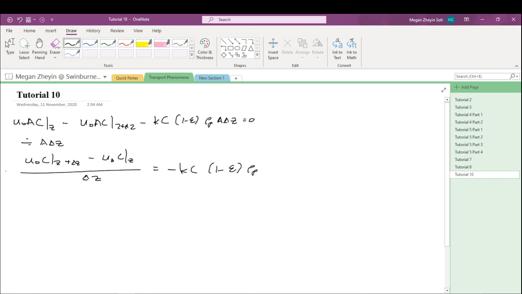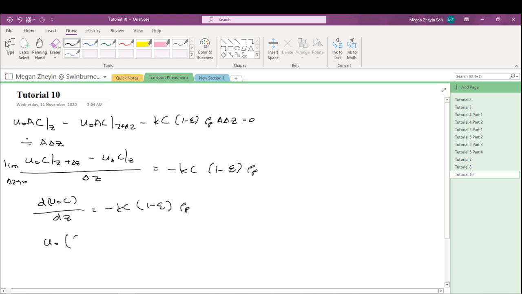So we take the limit of this as delta z approaches 0, which will give us d(U0 C)/dz equals negative Kc (1 minus epsilon) rho P. Because this velocity is not a function of z, we can take it out. So we should get dC/dz equals negative (1 minus epsilon) rho P Kc, divided by U0.